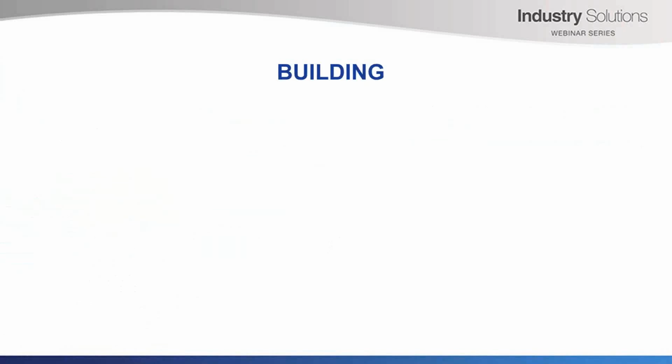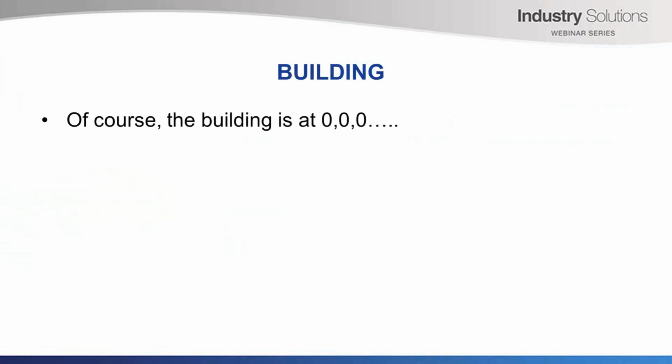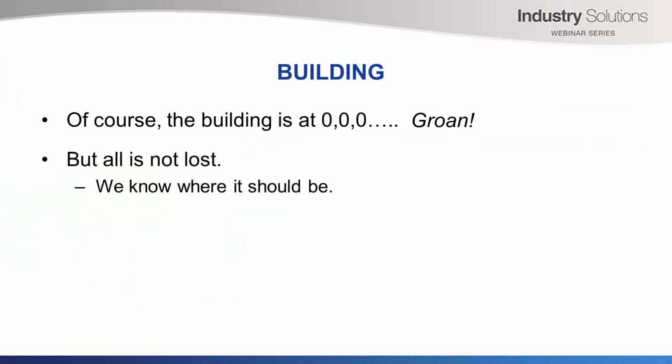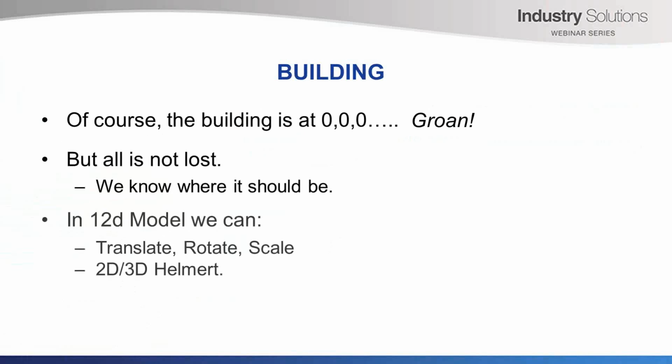Now buildings. Of course, from the architect, the building's going to come in at 0, 0, 0. But that's okay, because we know where the building should be. In 12D model, we can manipulate data. We can translate, we can rotate, we can scale, we can do 2D and 3D helmerts.